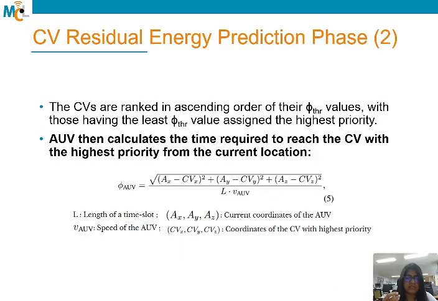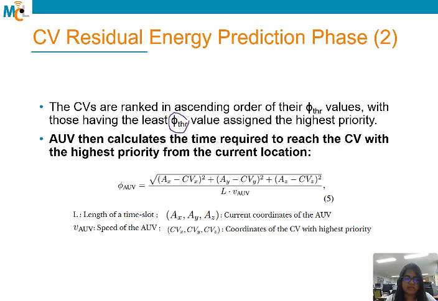Let's say this AUV creates a priority list of the cut vertices by considering this pi threshold, pi THR, which is nothing but the time slot in which the residual energy of the cut vertex falls below the given threshold energy. So the CUVs are ranked in ascending order of the pi threshold values, with those having the least pi threshold value assigned the higher priority.